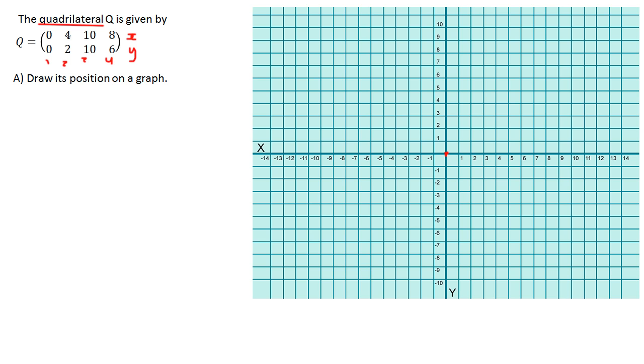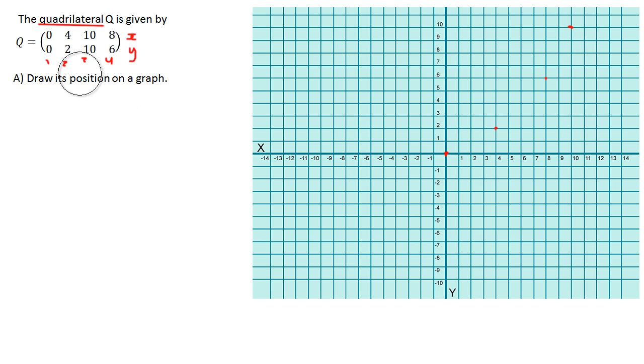Second part is 4, so X equals 4 and Y equals 2, so you go 2 up. This will be our second point. The third point is 10, 10. So you go up to the X where it says 10, and then you go all the way up to the other 10 on the Y axis. And that will be our third point. Last point is 8, 6. So we go up to 8, and then we go all the way up to 6.